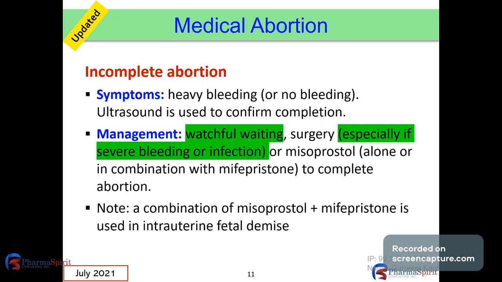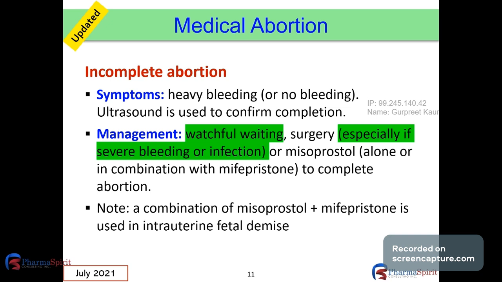Whenever incomplete abortion is confirmed, there are different approaches that we can use. The first approach is what we call watchful waiting. In this case, we will just wait for the embryonic tissue to be expelled. The second approach is the surgical approach, where they aspirate all the remaining tissue from the uterus.